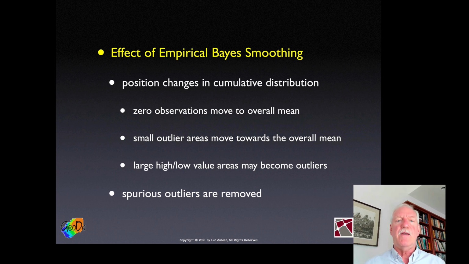What's going on is that you can think of the county rates in a cumulative distribution. And so the observations that have zero cases, and therefore an estimate of the risk of 0, if they're in very small counties, they will move towards the overall mean. So they will actually go up from 0 to some non-zero value. If they're outliers, very extreme values, they get pulled down from the high outlying value towards the mean, and so they may no longer be outliers.